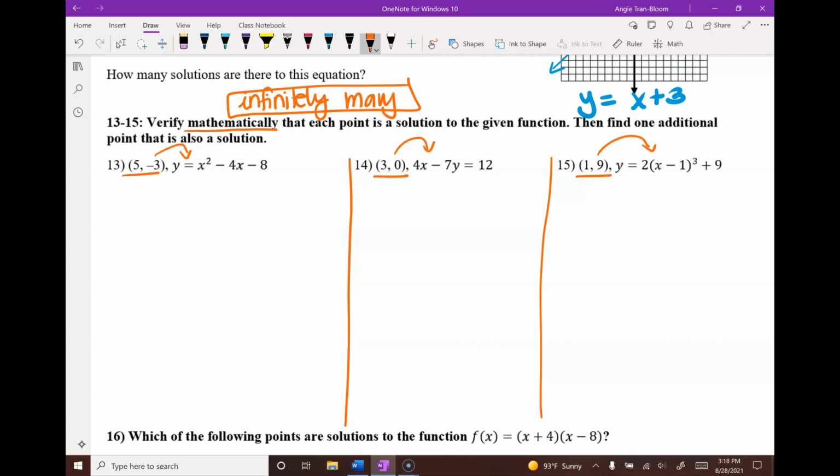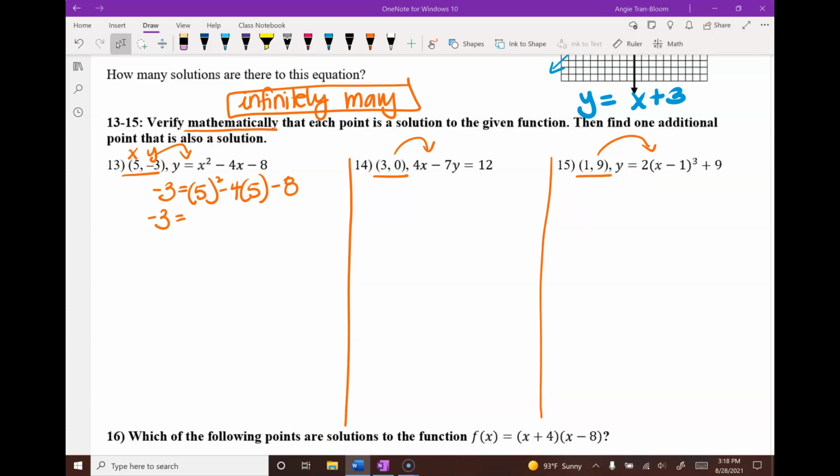Well, to verify, it's quite easy. We plug in x and y. So x is going to be 5, y is -3. So -3 equals 5 squared minus 4 times 5 minus 8. Now we want to make sure it's true. If it's true, then it is a solution. But if it's not true, then it's not a solution. That's as easy as it is, right?